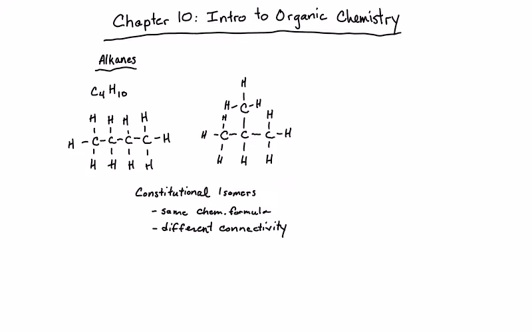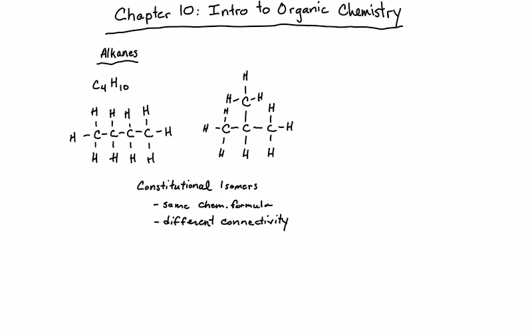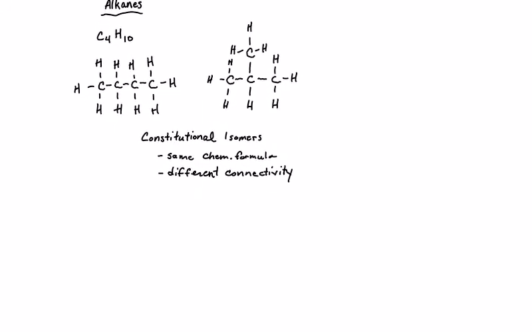Now, as you can imagine, as the molecules get bigger, the number of constitutional isomers can increase. Before I do that, though, I just want to show you that there's another way of expressing these molecules which will allow us to do this much quicker. So for example, for the C4H10 molecule on the left-hand side, where we have all 4 carbons in a row, the way that we can represent this is as follows.